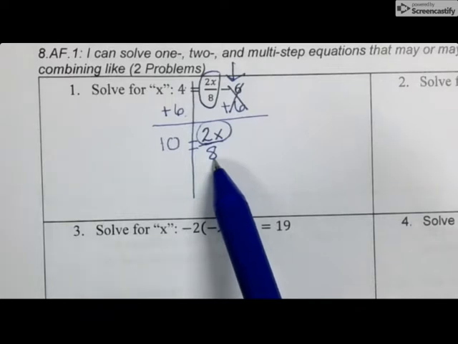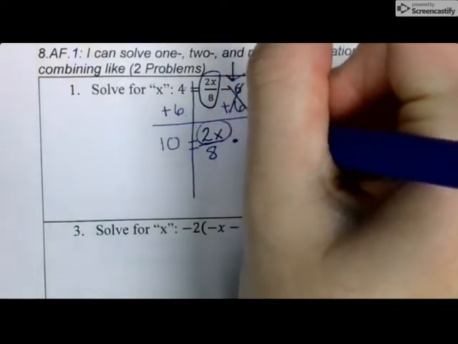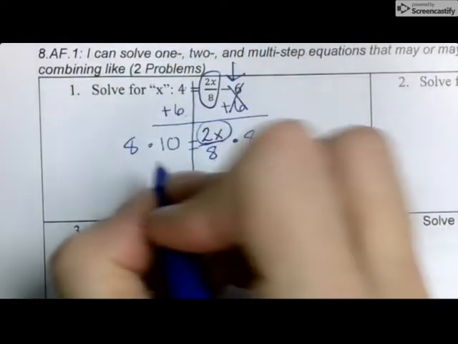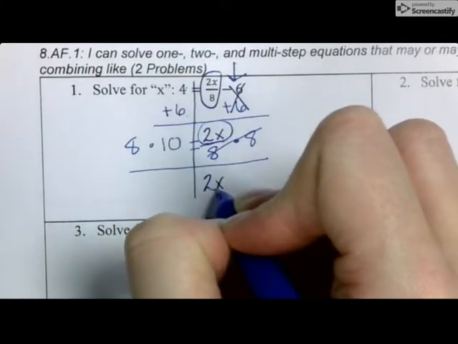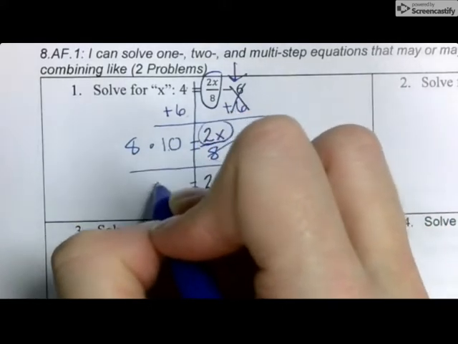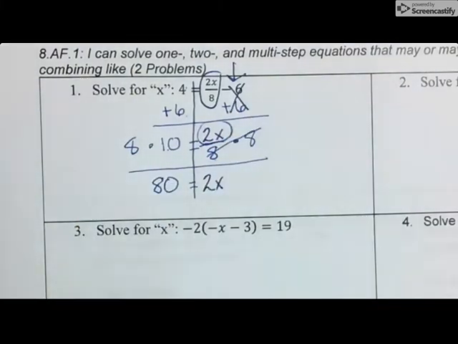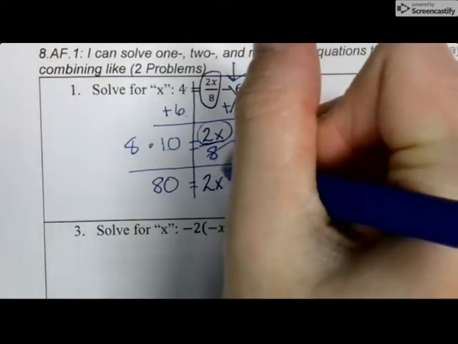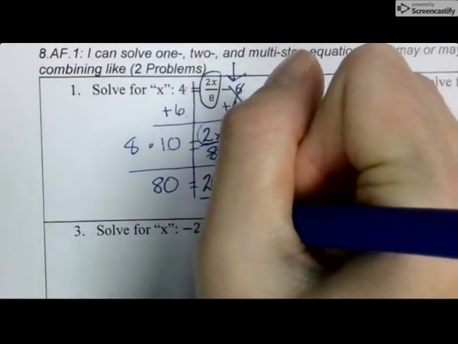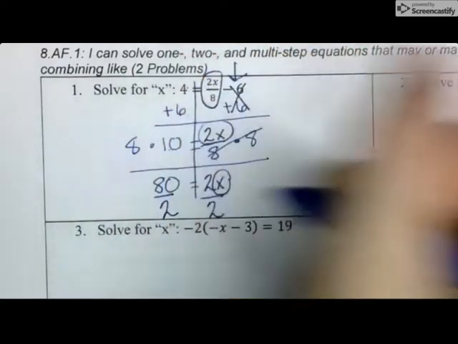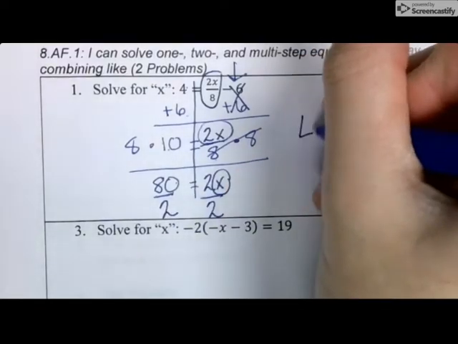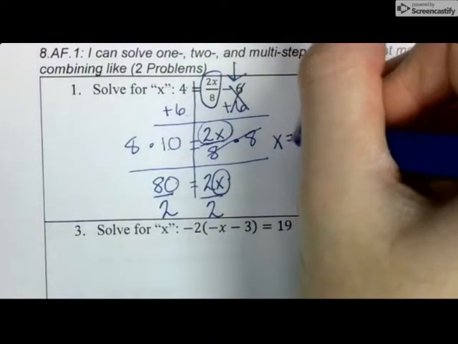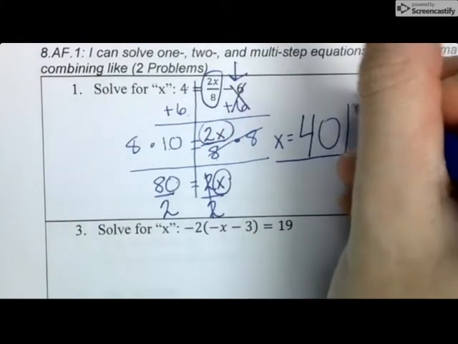So to do the opposite, this 2x is being divided by 8. So the inverse is going to be times 8 on both sides. And if I times 8, that goes away, leaving me with 2x. What's 8 times 10? 80. To get x alone, I need to do the inverse, which is divide. What's 80 divided by 2? 40. So x equals 40.